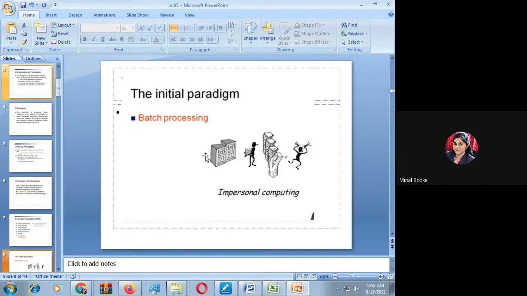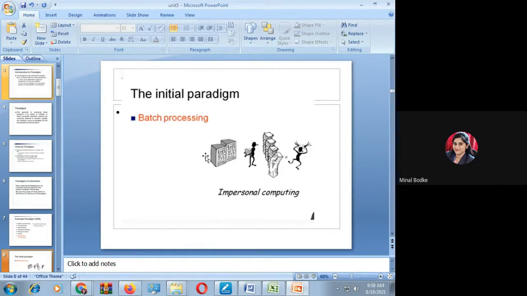Okay, and there was no innovative or interactive method, so that the user could get attracted towards the system. Basically, this batch processing was only used for scientific purposes. Computers were used. Okay, so this was typically your batch processing system.